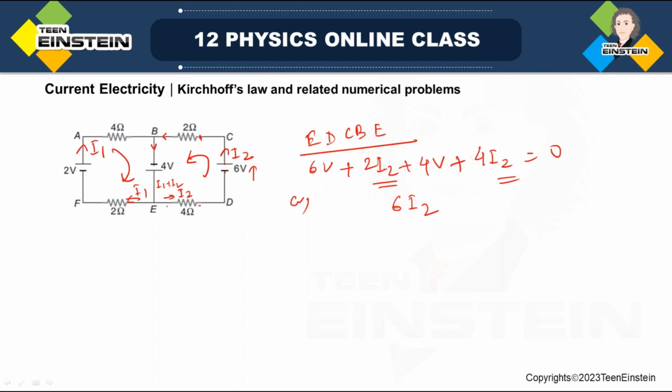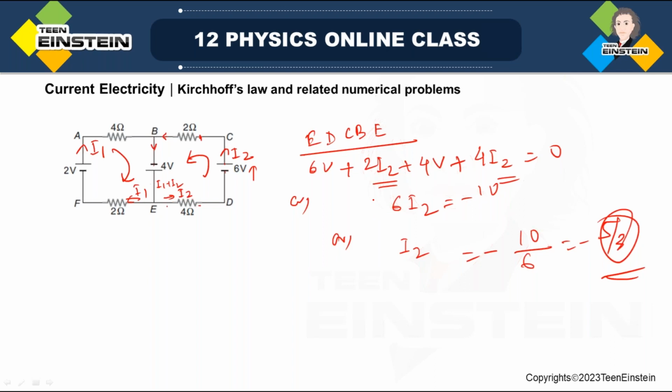Okay, let me check this 2I2 again. 2I2 I have taken this way. Yes, I'm going all the way from E to ED. So this is 4I2, all right. Then it is going like this, polar positive, is equal to minus 10. So I2 will be equal to minus 10 by 6, that means minus 5 by 3. Okay.